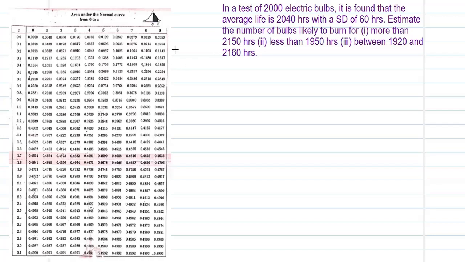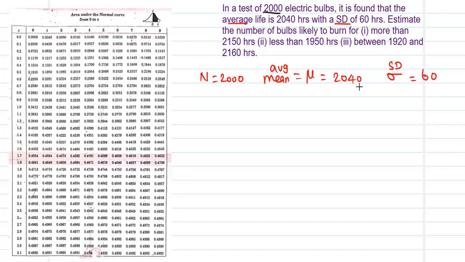So given the data, capital N has been given as 2000. The next one, average life. What is average? Average means mean. The mean is denoted by the symbol mu, and we know that mu is 2040 hours. The next one is standard deviation. Standard deviation is denoted by the symbol sigma. Sigma is given as 60.